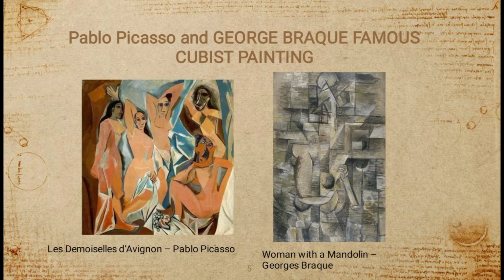So let's move on to their famous artworks. Pablo Picasso and George Braque famous Cubist paintings. The first one we see is what we call Les Demoiselles d'Avignon by Pablo Picasso and The Woman with the Mandolin by George Braque.